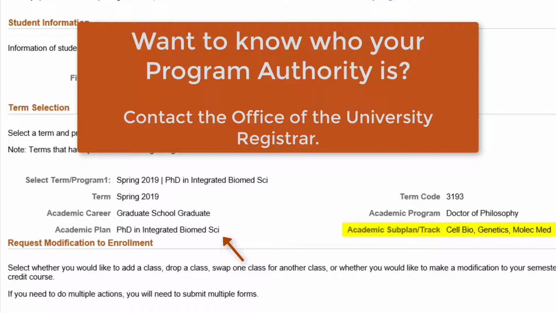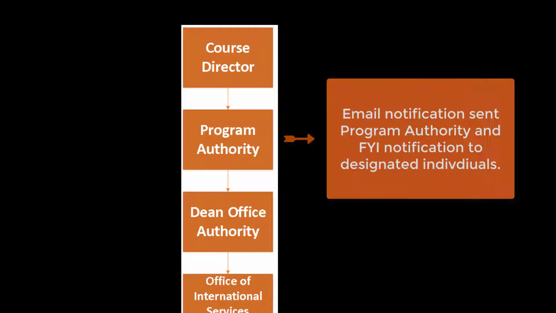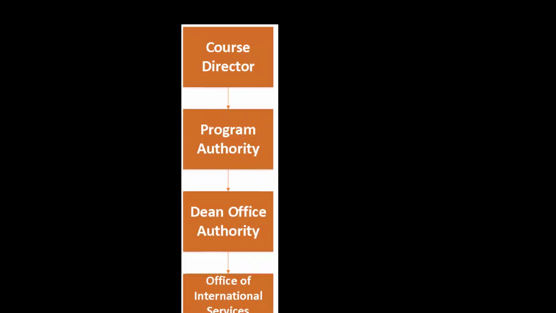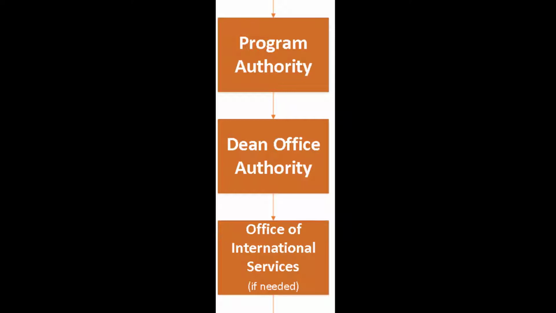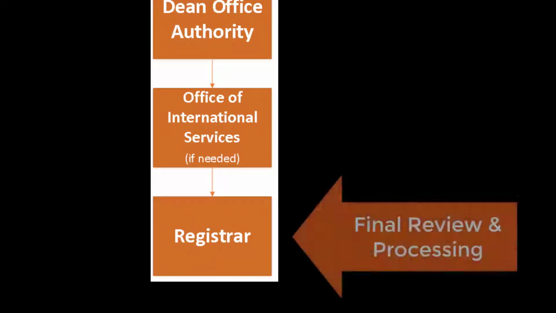You can contact the Office of the Registrar to find out who has the authority to approve Registrar eForms on behalf of your program. As soon as the form routes to the Program Authority, individuals designated to receive notifications will receive a link informing them that they can go and view the form. The Dean Office Authority approves the form after the Program Authority. If the student holds an F1 or J1 visa, the Office of International Services will review the form. Finally, the form will route to the Office of the University Registrar for final review and processing.